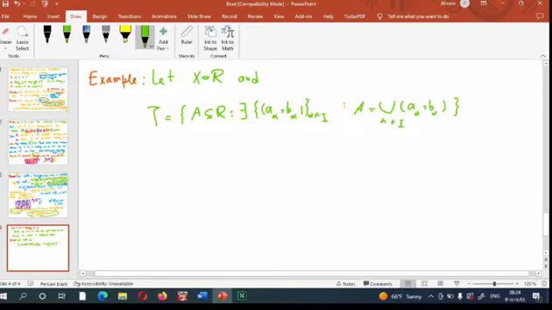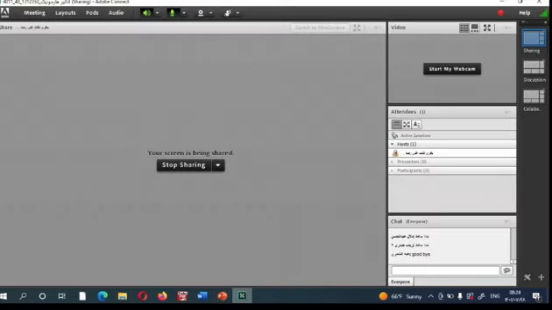We said that tau is a topology on R. Okay. The set of all subsets of R such that A can be represented in this form by this union. Okay.